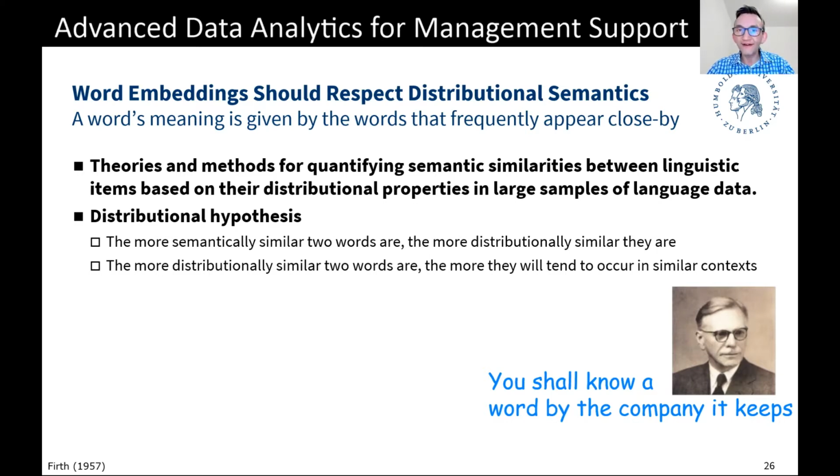Methods to quantify, so to measure, the semantic similarity between words, how similar two words are, whether they refer to similar concepts like the words hotel and motel. And this quantification works on the basis of the distributional properties of these linguistic items in large samples of language data. So that translates into: you build up a big corpus of text, and then you focus on the distributional properties of words in that text.